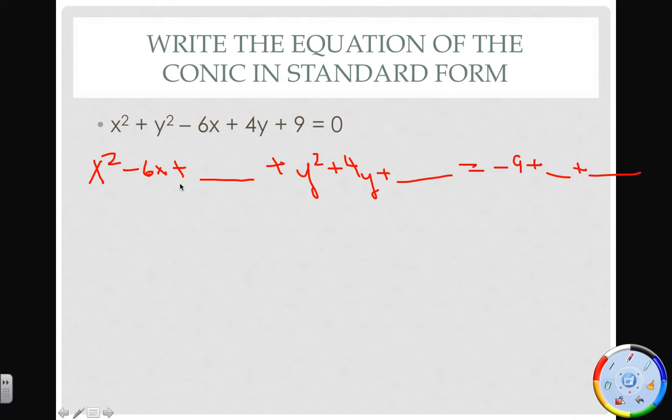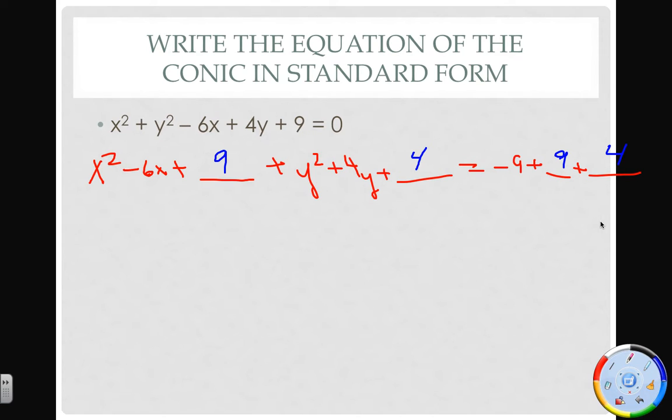So if you follow the last page, I have to take half of 6 and square it. Half of 6 is 3, squared is 9. And I don't care if that's a minus, it's always plus. If I added 9 there, I have to add 9 here. All right, the other one, half of 4 squared. Half of 4 is 2, squared is 4. And since I added 4 here, I have to add 4 here.